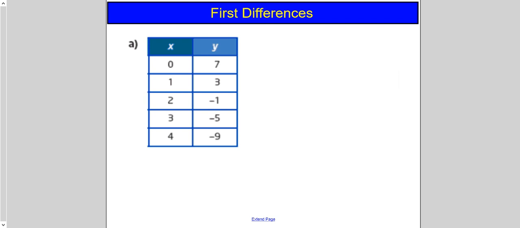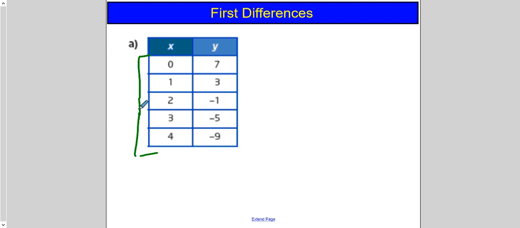Okay. So first differences are a way for us to examine a table of values to see if we have a linear relation. Okay, and in order for it to be a linear relation, a couple of things have to happen with our table of values. First off, we need to make sure that our x values, so these values here, are all going up by the same amount. So they have to increase or decrease by the exact same amount. We can't skip numbers. And secondly, we have to make sure that they are in order from least to greatest.